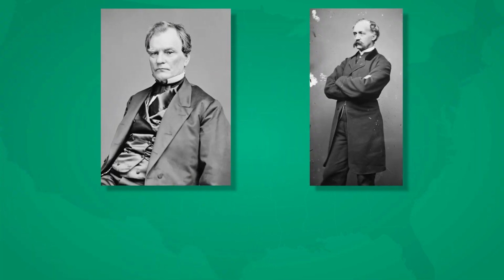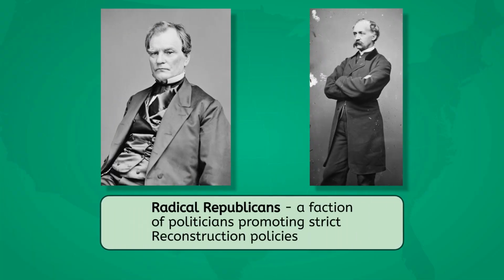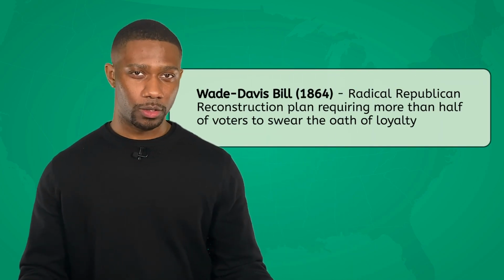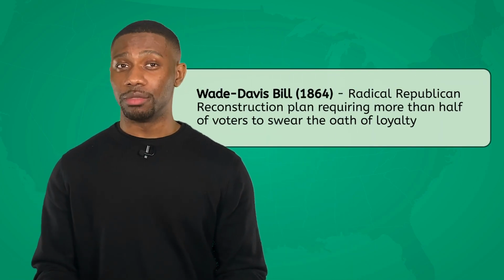A faction of politicians known as radical Republicans formed, promoting strict Reconstruction policies. In 1864, radical Republicans passed the Wade-Davis Bill, which promoted a different Reconstruction plan.